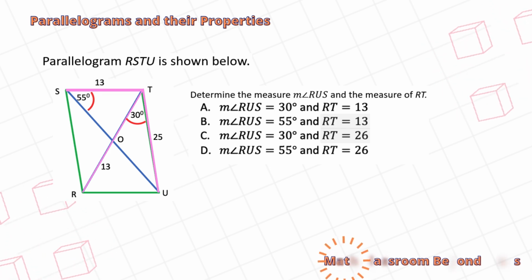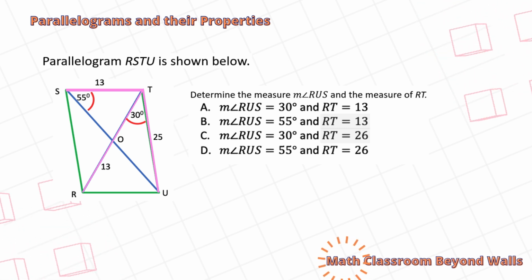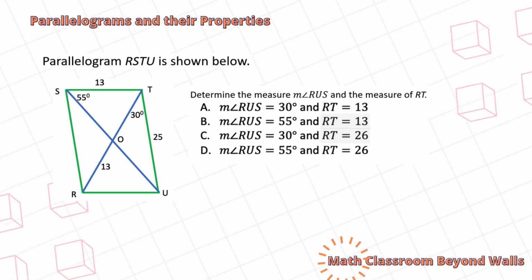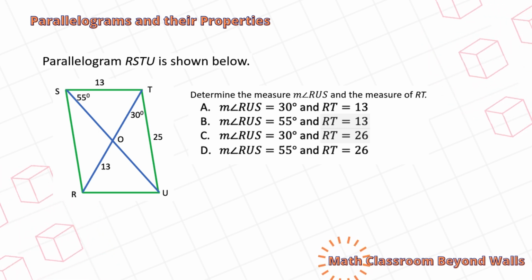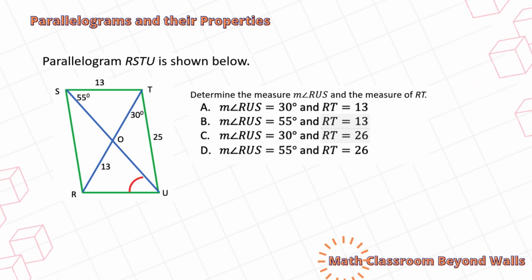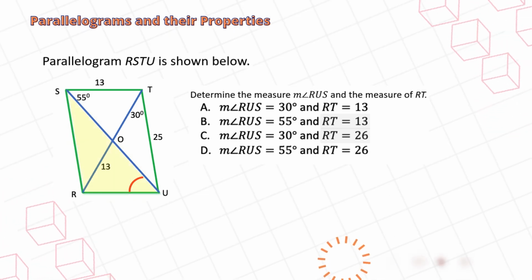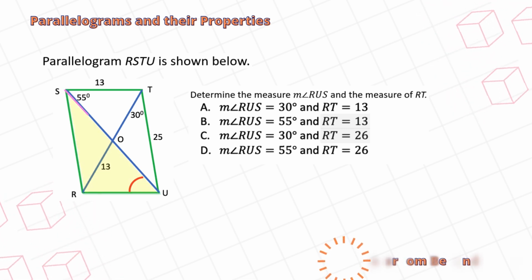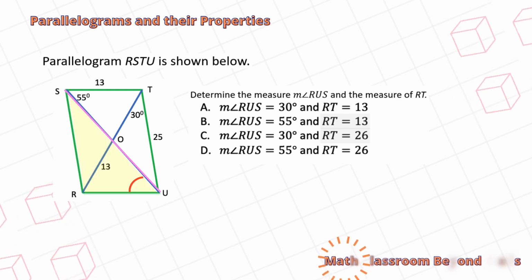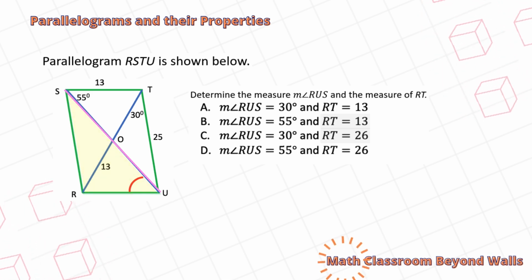Let us start with the first question, the measure of angle RUS. Let us examine the figure and locate where angle RUS is. Look at the figure carefully, learners. Angle RUS is a part of triangle RUS. On the other hand, side SU of triangle RUS is at the same time a diagonal of the parallelogram. Can you see this, learners?